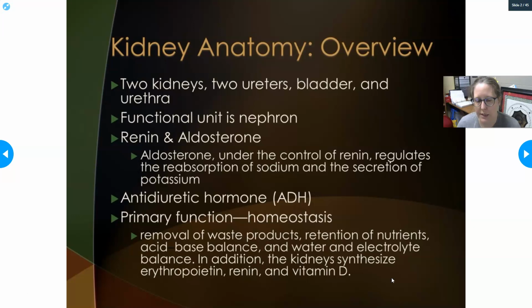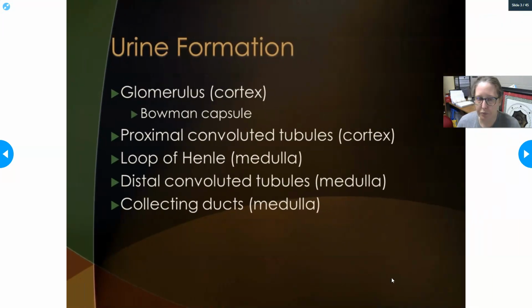They also synthesize erythropoietin, which is necessary for the production of red cells. Renin, which is necessary for the maintenance of blood pressure and water balance. And then vitamin D. It activates vitamin D, and it's necessary for a lot of different functions in the body.